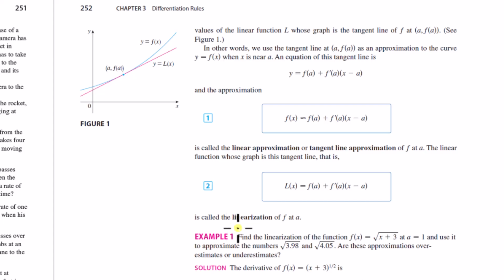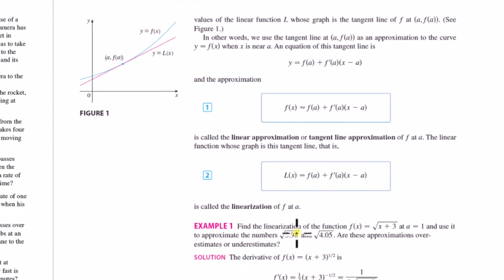This is called the linearization of f at a. The linearization of f at a. If you're linearizing a function at a certain value, then what you're doing is you're assuming that the function is the same thing as the equation for this tangent line at a. That's how you're linearizing the function at a.